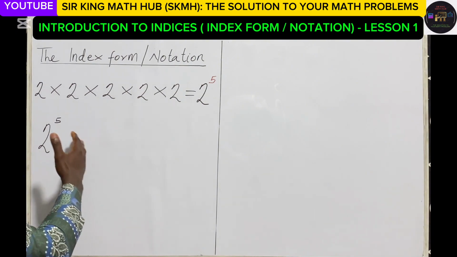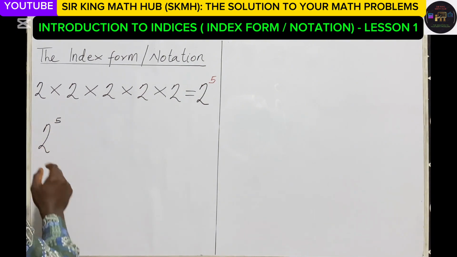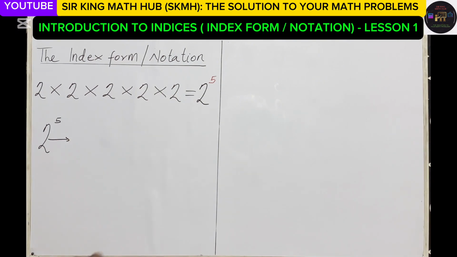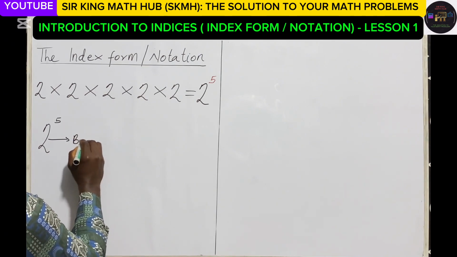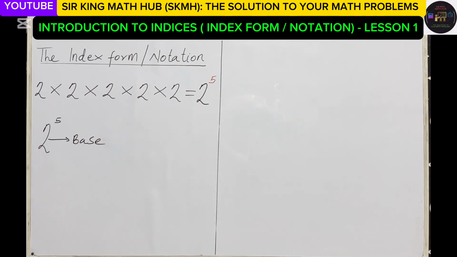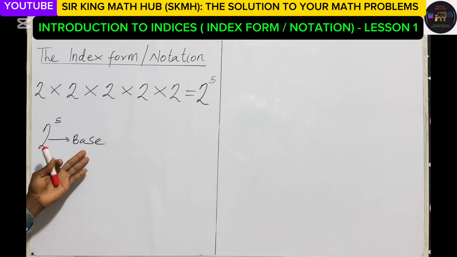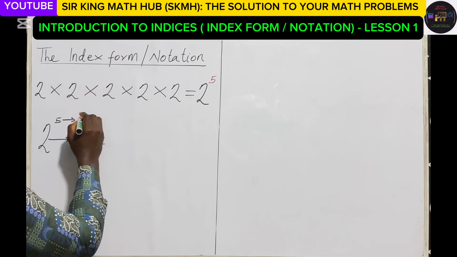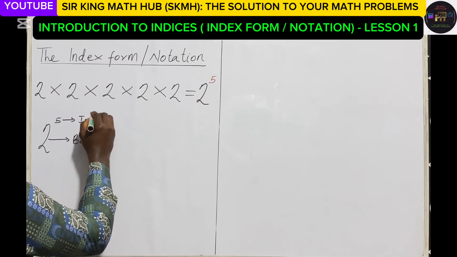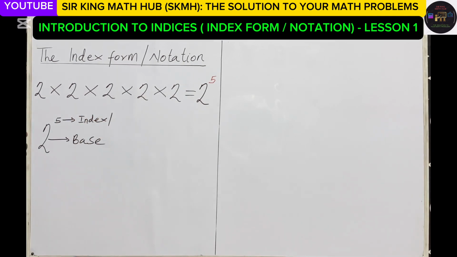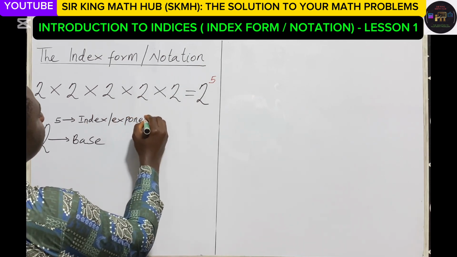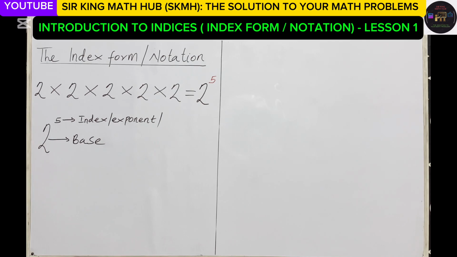So we saw that a number which is 2, when it is written in this form, has a specific name which is called the base. So the bigger number here is called the base, and then the smaller number is called the index, or you can choose to call it exponent. Again, we can also choose to call it power.